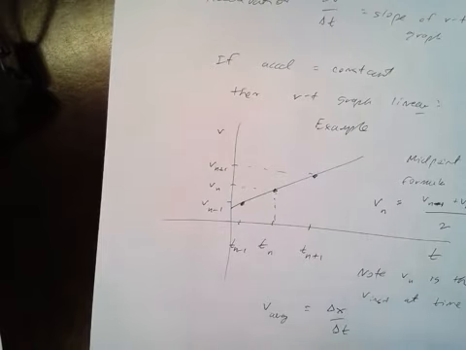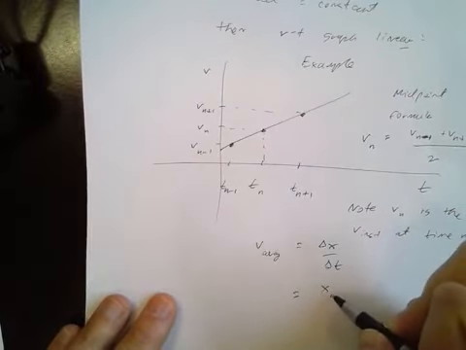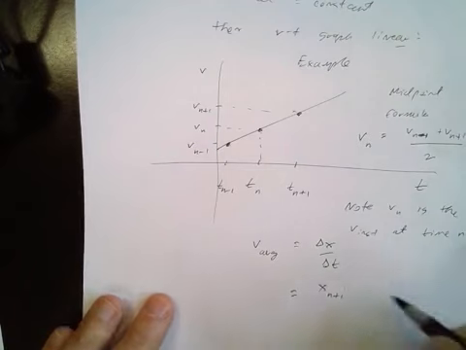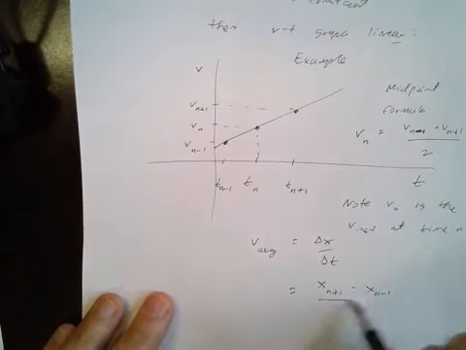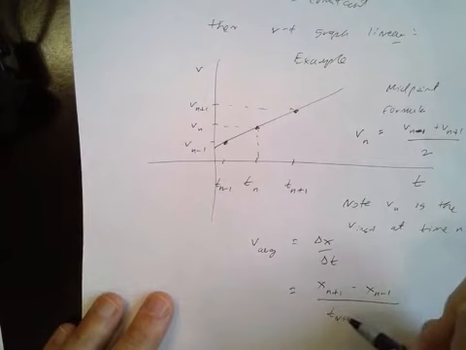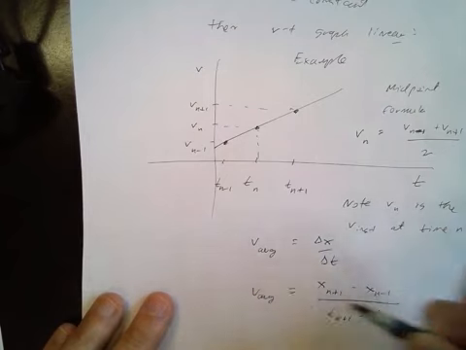So I'm going to apply our average velocity formula to those particular times. I'm going to use the position of spark n plus 1 and the position of spark n minus 1, and then divide by the time of spark n plus 1 minus the time of spark n minus 1. That, by definition, is the average velocity for that interval.